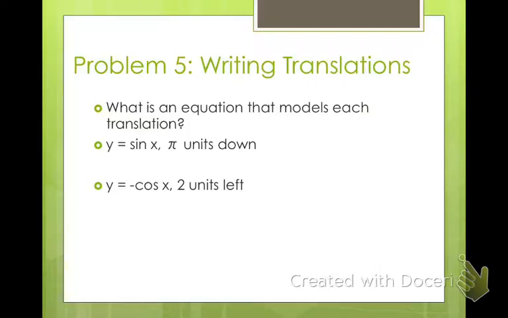For the second one, y equals negative cosine of x, and we're going to move 2 units to the left. So since we're moving left and right in this case, that means your value is going to be inside the parentheses with the x. So it'd be y equals negative cosine of x. And since we're moving left, that's a negative direction, we're going to do opposite sign, plus 2. That would be your formula for that one.